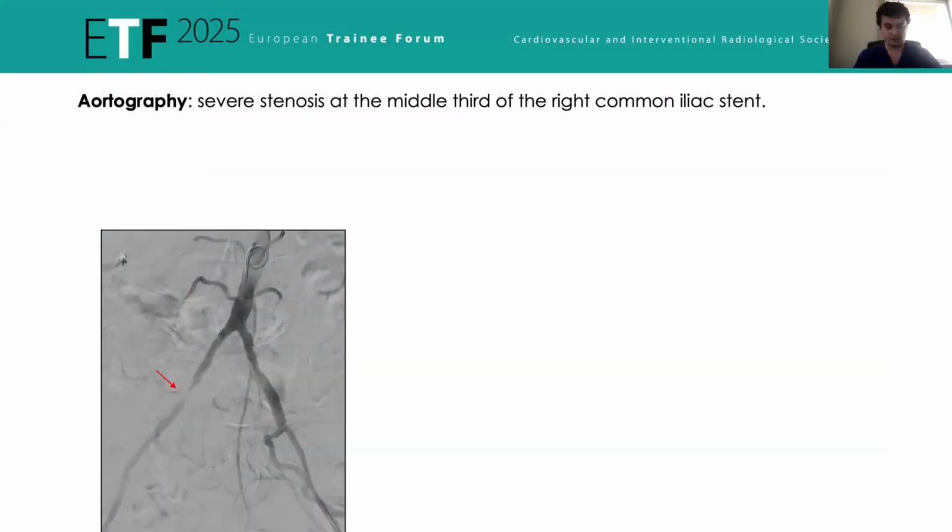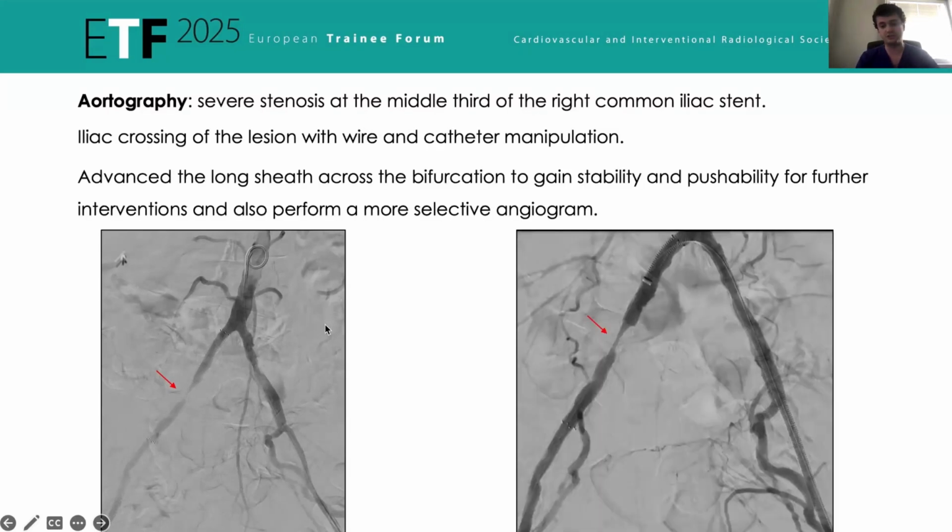So we performed the angiogram, and the angiogram shows a reduced flow on the right side compared to the left side, first of all, and also the tight stenosis within the stent. We crossed the bifurcation with a 035 wire, and then we advanced the big 9 French kink-resistant sheath, and we performed a better angiogram, a more selective one, which better depicts the lesion.